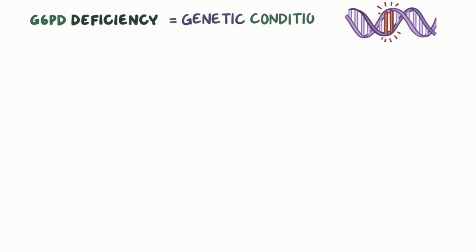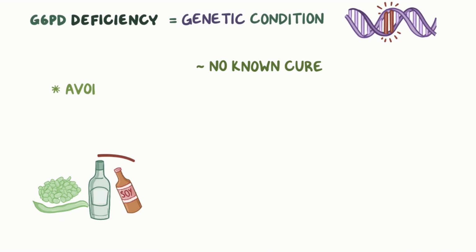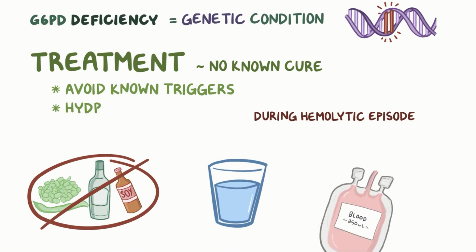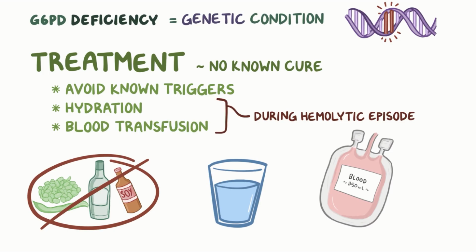Now, because G6PD deficiency is a genetic condition, there's no known cure other than avoiding known triggers. Treatment during a hemolytic episode includes hydration and blood transfusion that might be needed depending on the severity of the hemolysis.